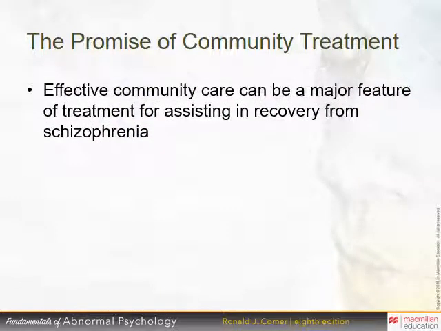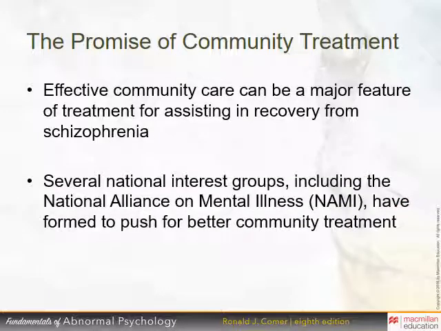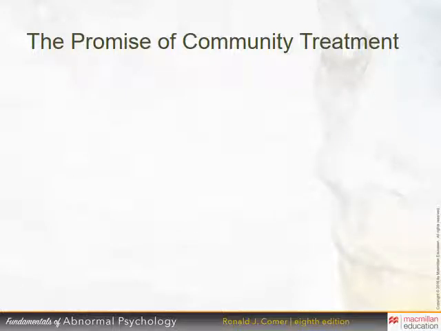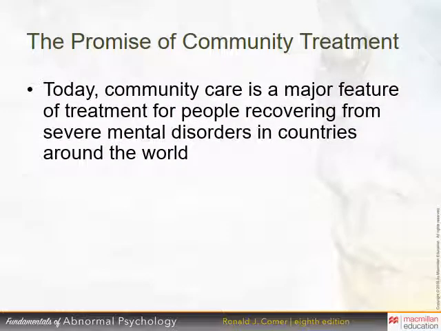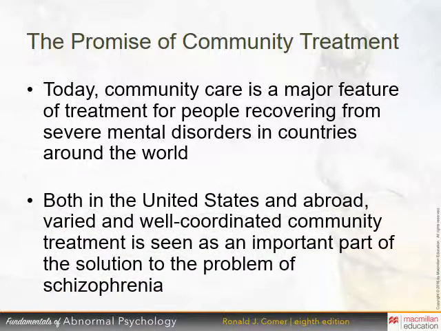Effective community care can be a major feature of treatment for assisting in recovery from schizophrenia. And several national interest groups, including the National Alliance on Mental Illness, NAMI, have formed a push for better community treatment. And today, community care is a major feature of treatment for people recovering from severe mental disorders in countries around the world. This does include the U.S. There's a little area in New York, actually, an apartment complex that they have done some experimenting with.